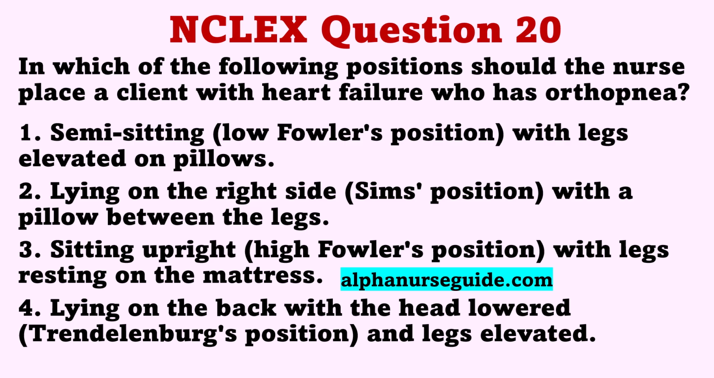The correct answer is 3. Sitting almost upright in bed with the feet and legs resting on the mattress decreases venous return to the heart, thus reducing myocardial workload. Also, the sitting position allows maximum space for lung expansion. Low Fowler's position would be used if the client could not tolerate high Fowler's position for some reason. Lying on the right side would not be a good position for the client in heart failure. The client in heart failure would not tolerate Trendelenburg's position.